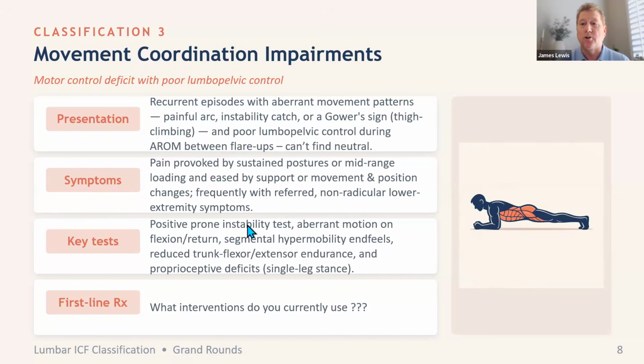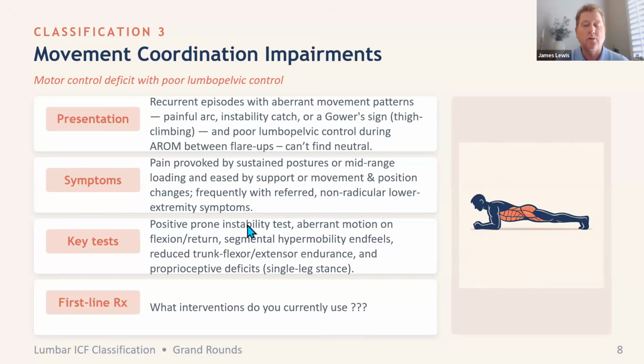They'll have some referral. It'll be local. So if it's mid lumbar, it'll refer to the buttock, maybe posterior thigh, maybe gluteal crease, but it really doesn't ever get into the lower extremities. It's all that somatic referral there.